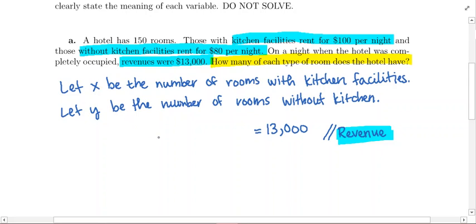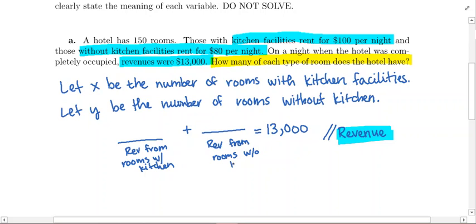Okay, so then remember what's going to happen. You're going to be adding. You're going to want to add the revenue from rooms with kitchens, and then you're going to have to add the revenue from rooms without kitchens. Let's talk about the ones with kitchens.